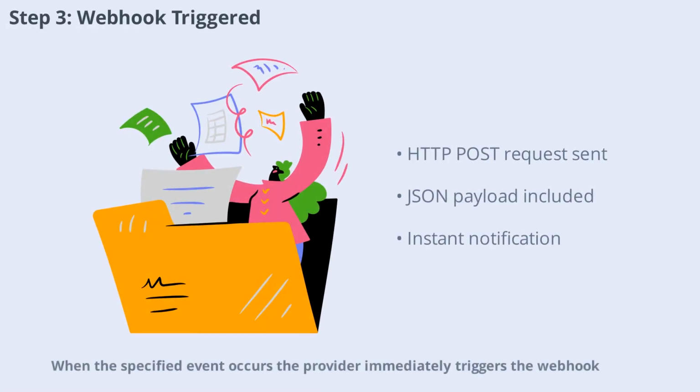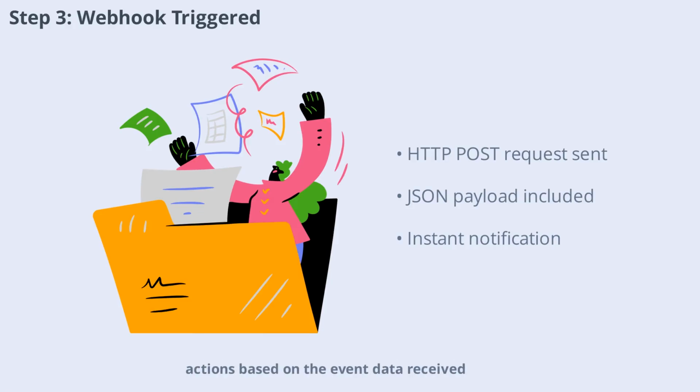When the specified event occurs, the provider immediately triggers the webhook. This means it sends an HTTP POST request, usually containing a JSON payload with event details, to the consumer's registered endpoint. This instant notification allows the consumer application to react in real time, updating its own state or triggering further actions based on the event data received.